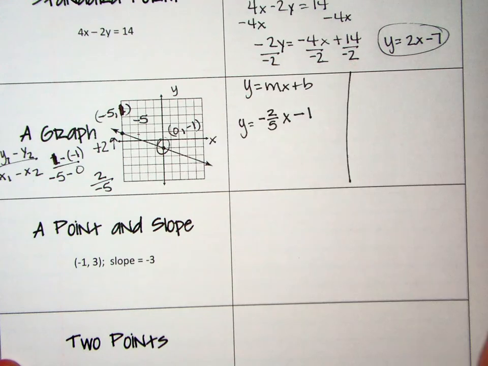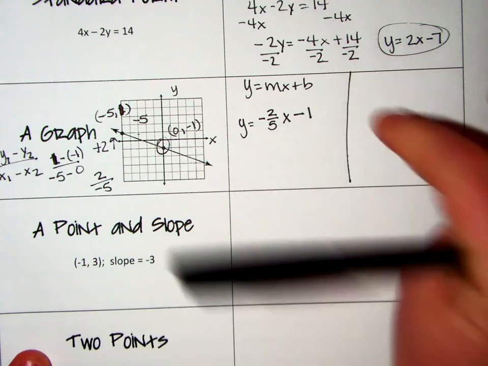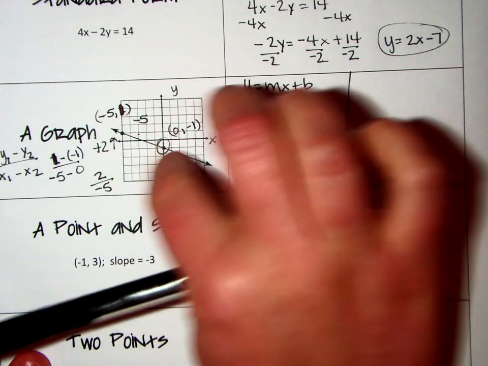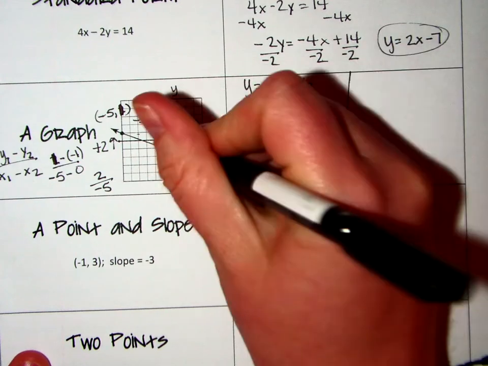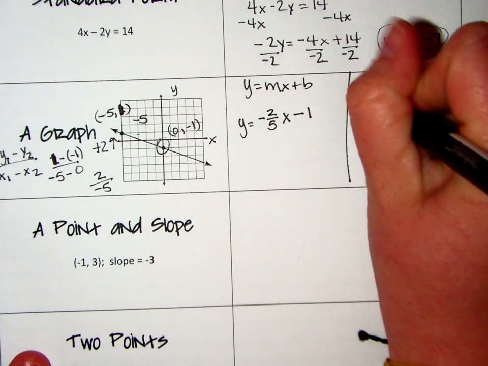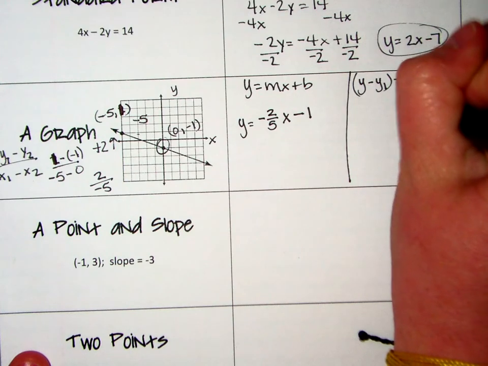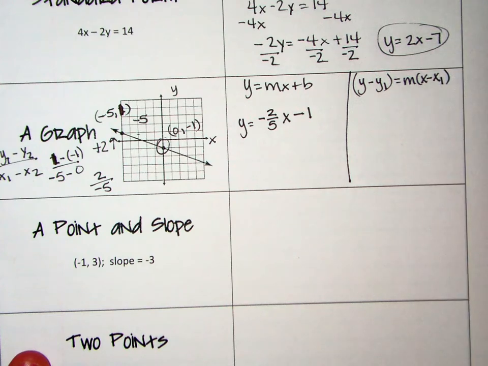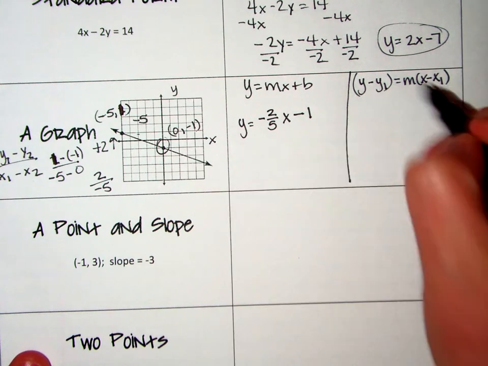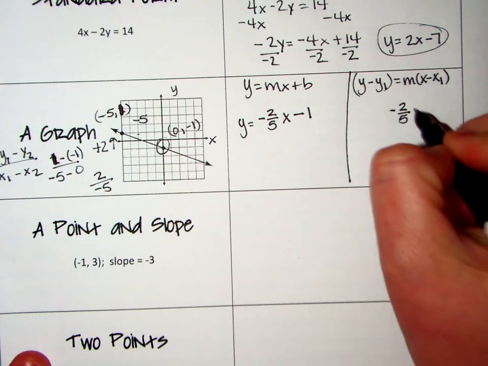You still got to find your slope either way, but the cool thing about point-slope form is you can pick either point. So if I picked the point 0, -1, point-slope form is y minus y1 equals m times x minus x1. So I already found my slope, which is 2/5, a negative. And then I'm just going to take this point and plug it in.